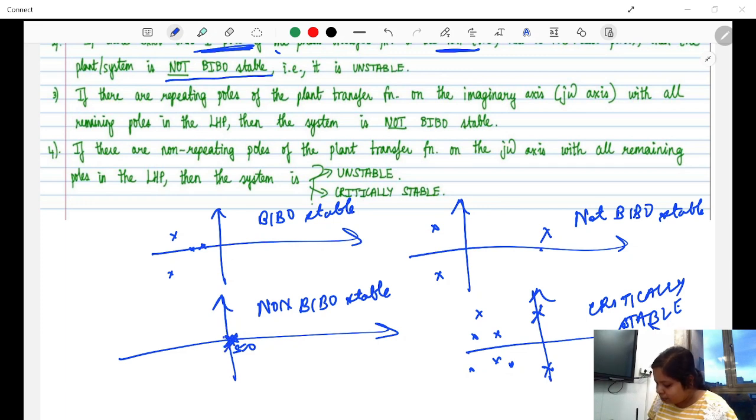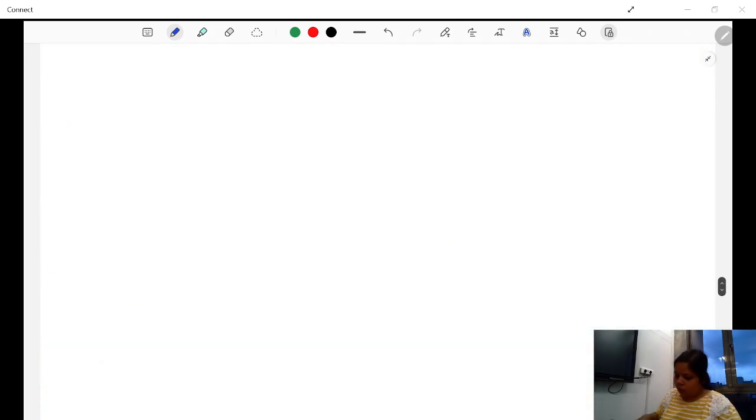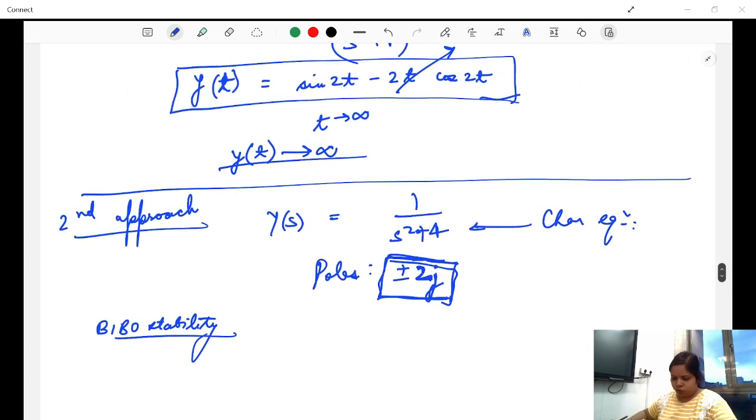If repeating poles are present on the imaginary axis, then it is not BIBO stable. But if non-repeating poles are present on the imaginary axis and the rest are in the left half of the S plane, it is critically stable. So this is the thing. Now this would take some time to digest, but I'll show you.